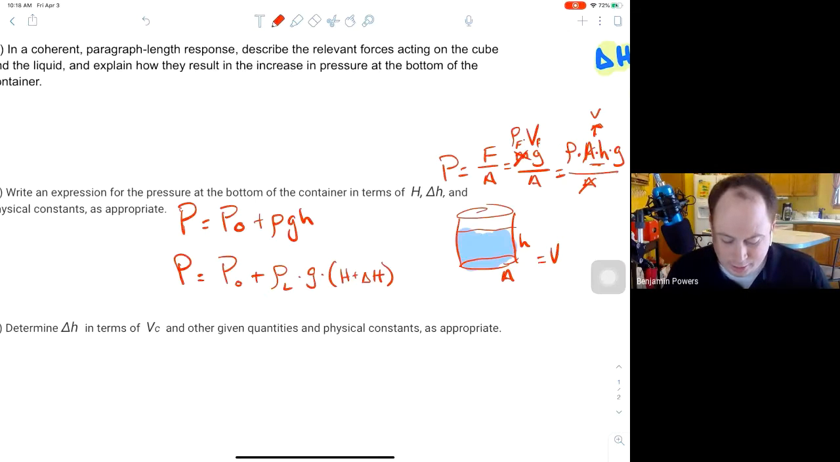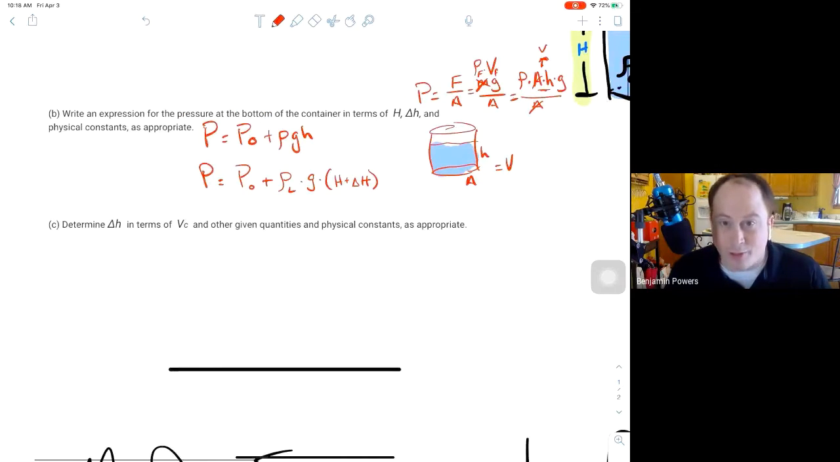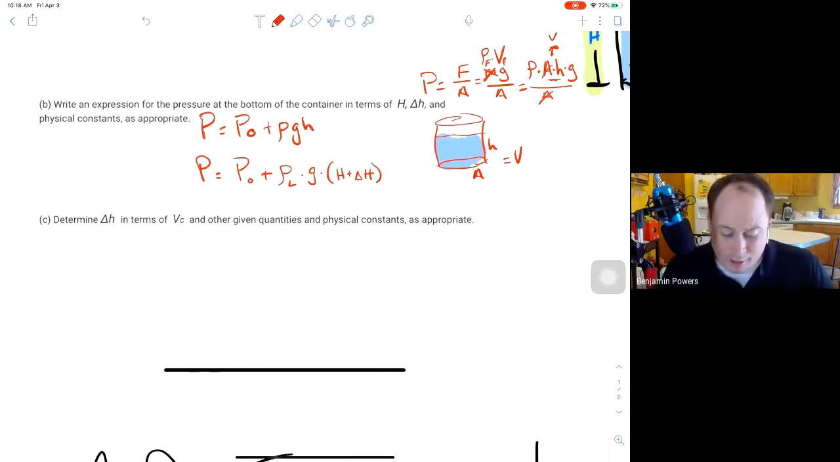All right. We'll do this last one, and then we'll go over how we're going to finish out the year and AP exam information. But let's start in with C. This one's a little bit harder. You have to derive a formula for delta H in terms of the volume of the cube and other given quantities and physical constants as appropriate.